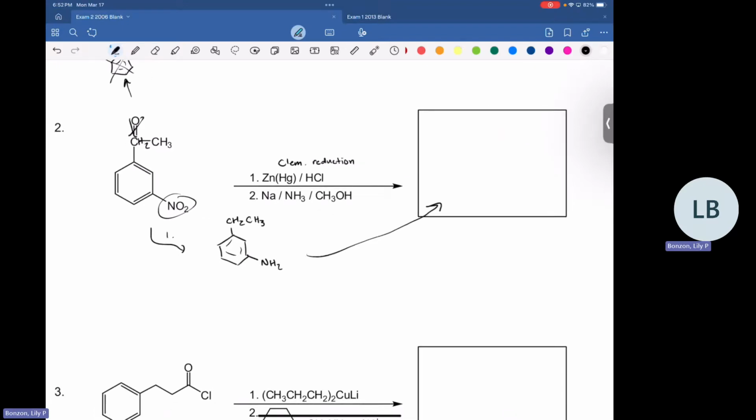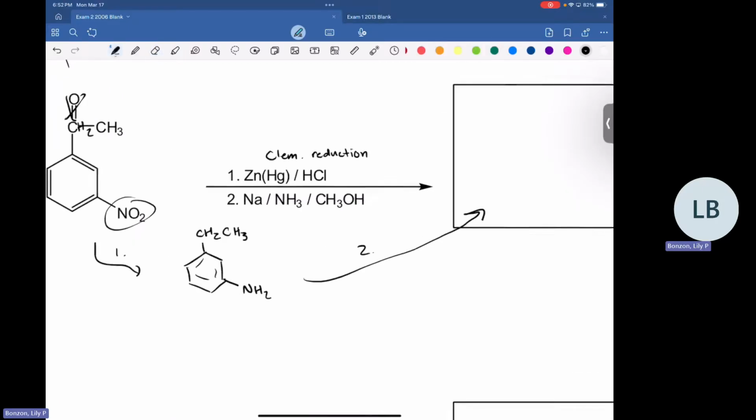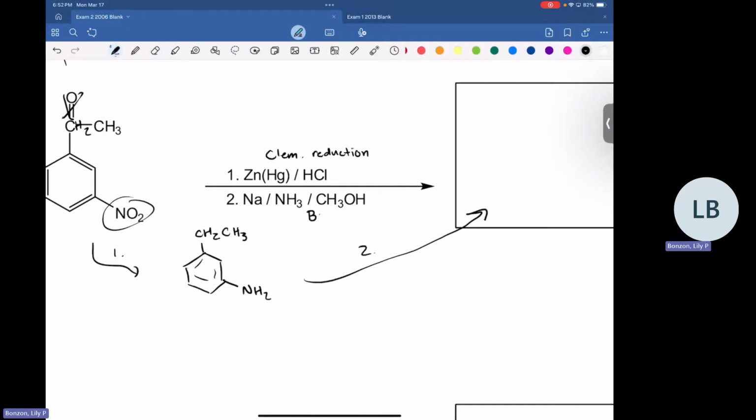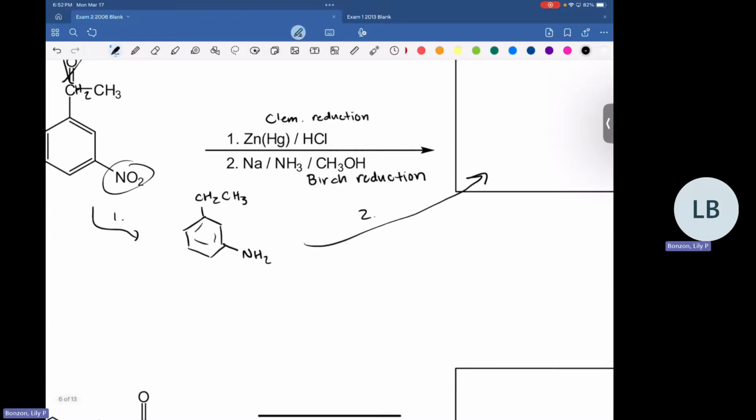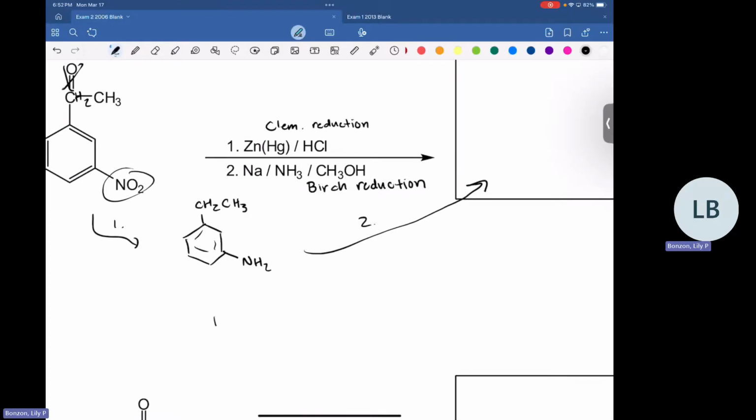All right, so for our second reaction, this set of reagents is what's called a Birch reduction. So this one is also pretty special. It will reduce a benzene to be a cyclohexane with 2 double bonds instead of 3.